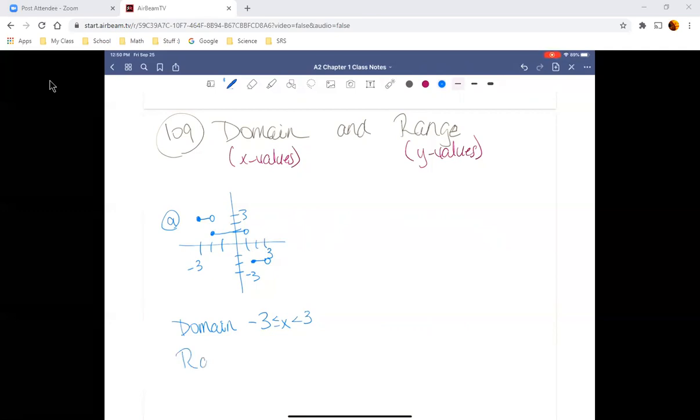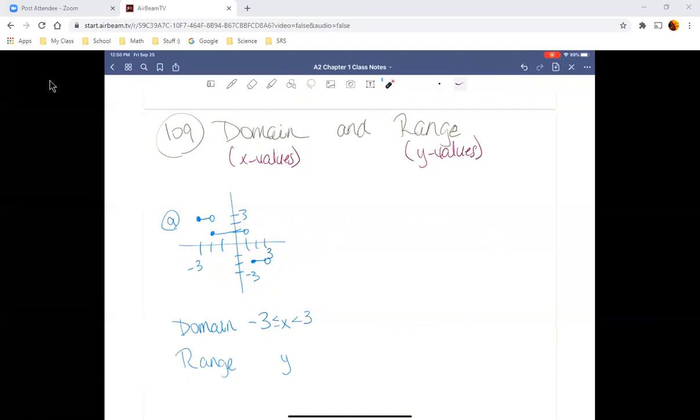Then you have the same thing going on when it comes to range, but range is looking at your Y values. Same idea. I start going down my Y's to see: do I have a Y at -1? No. Do I have a Y at -2? Yep. Do I have a Y at -3?